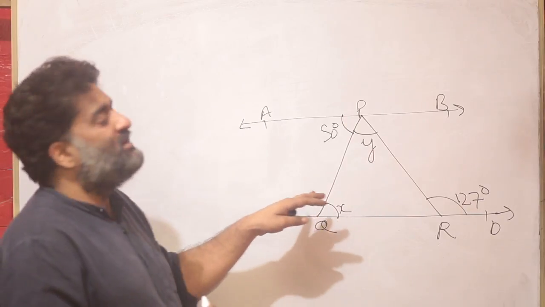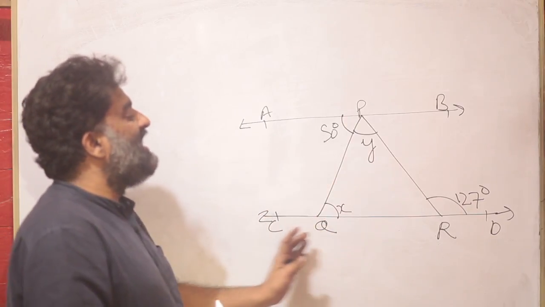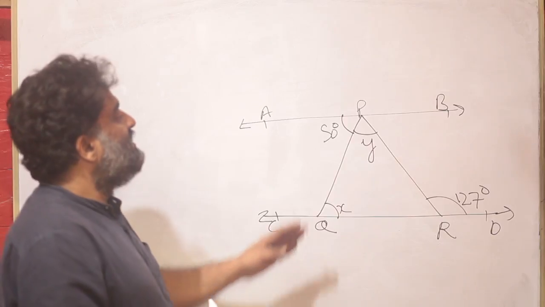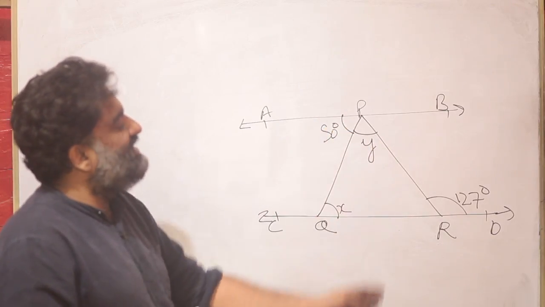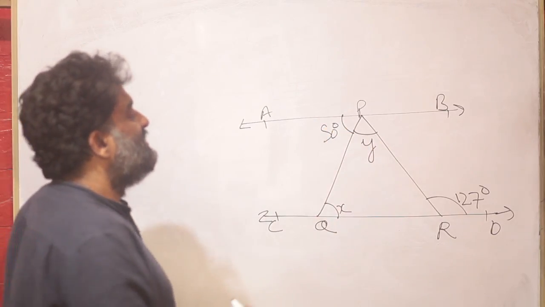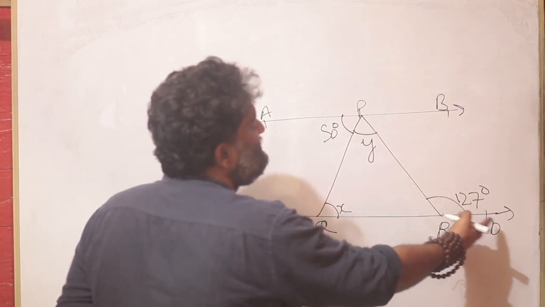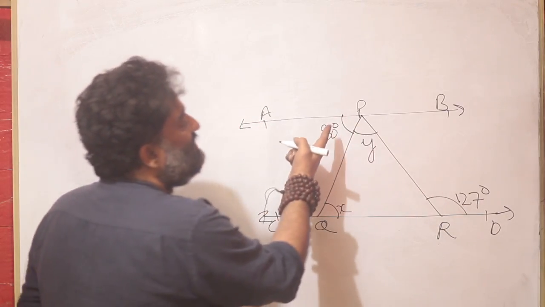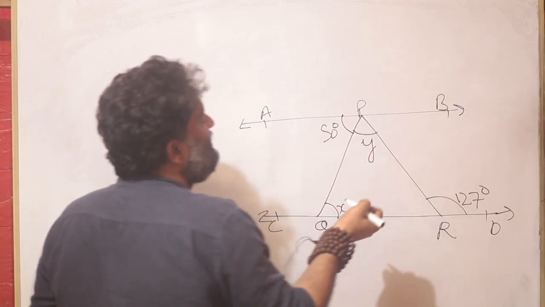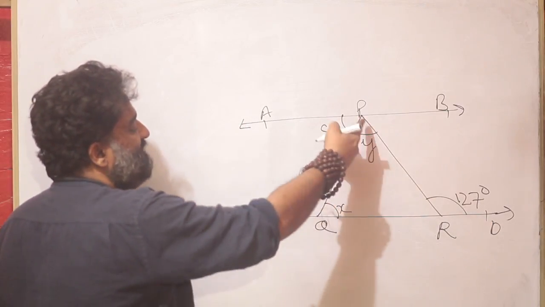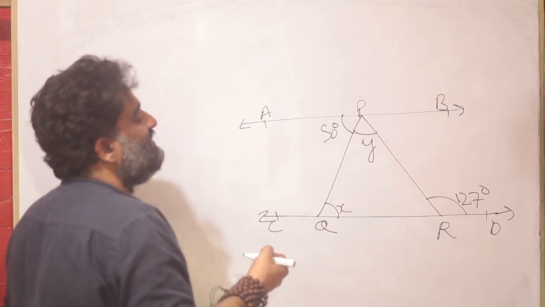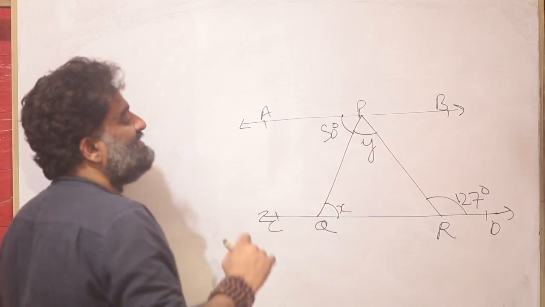So this was the story given to us. Line AB and line CD are parallel to each other, and line PQ and line PR are transversals on the parallels. The angle PRD is given as 127 degrees and the angle APQ is given as 50 degrees. You have to find the values of X and Y.